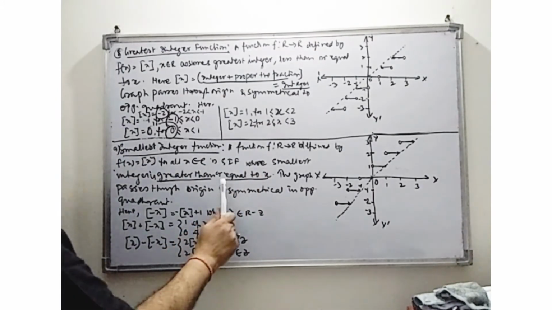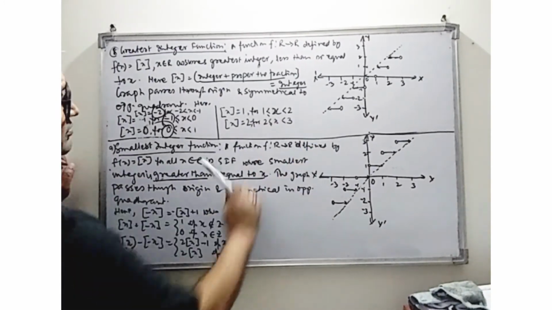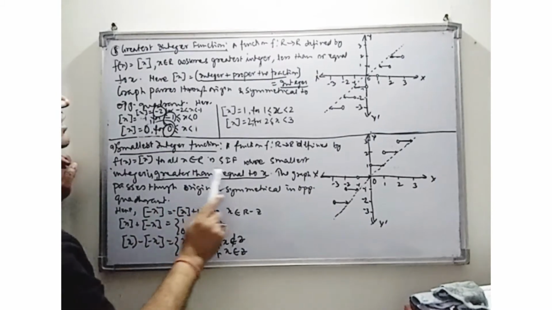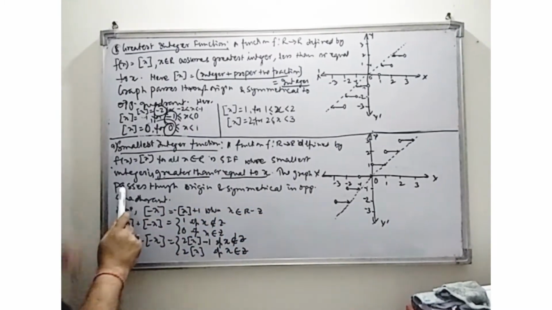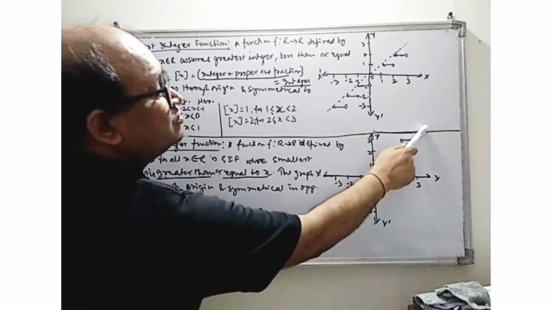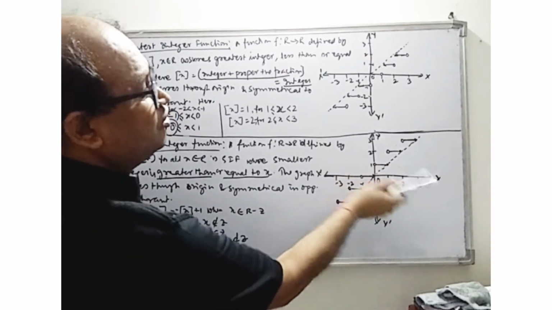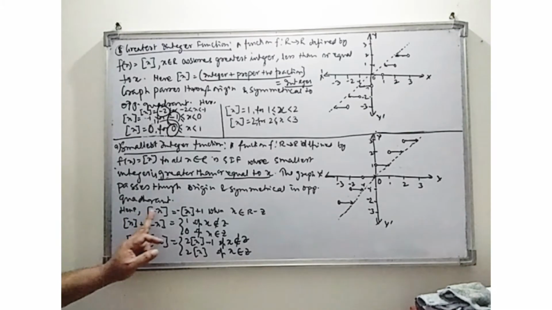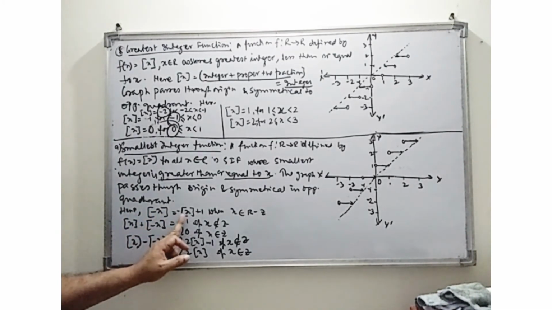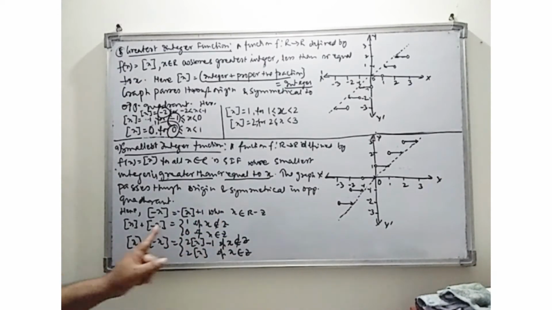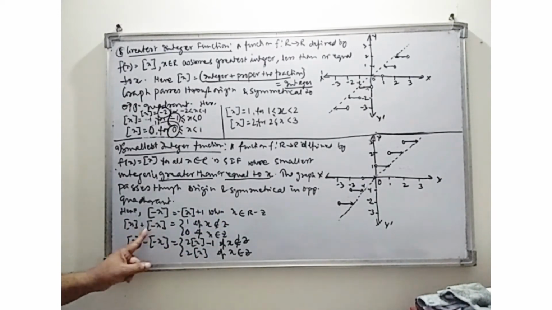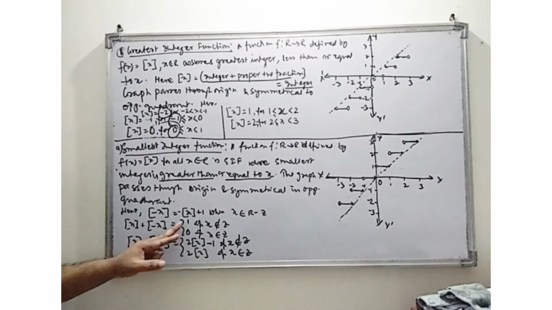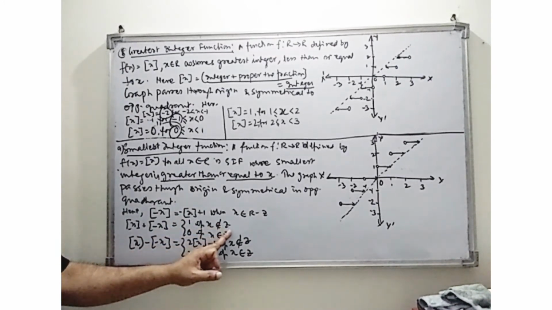So here also the same thing. Now the smallest integer greater than or equal to x. The graph again passes through the origin and it is symmetrical along two opposite quadrants. Here see how it is. Minus of x, ceiling of -x, equals minus of floor of x plus 1. If it is ceiling of x plus ceiling of -x, that gives 1 if x does not belong to Z.